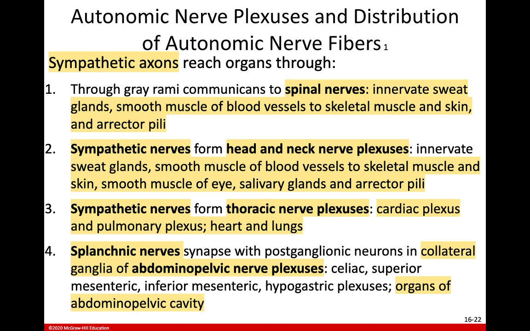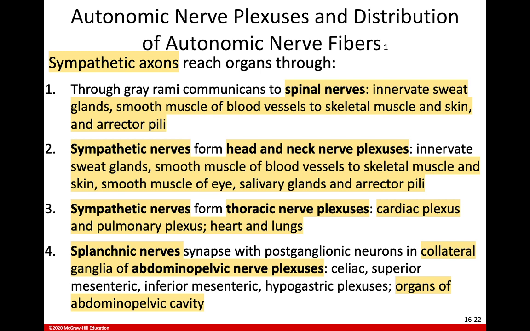So they travel through gray rami communicans to innervate sweat glands, muscle and blood vessels to cause blood vessels to constrict or dilate. And these are going to be blood vessels in your skin and in your skeletal muscle, as well as those erector pili muscles in the skin. So the spinal nerves are pretty much traveling directly to the effector organs. They are traveling directly to the sweat glands, the erector pili muscles, and the smooth muscle in your blood vessels that are in your skeletal muscle as well as in your skin.